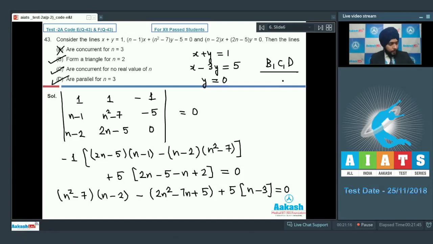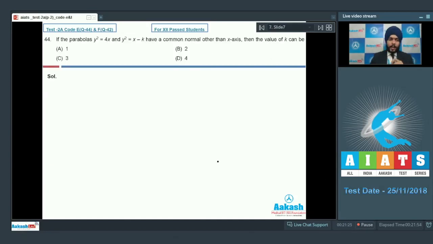Let us move on to 44. Question number 44 says that if the parabolas y square equals 4x and y square equals x minus k have a common normal other than the x-axis, then the value of k can be. So we have two parabolas.